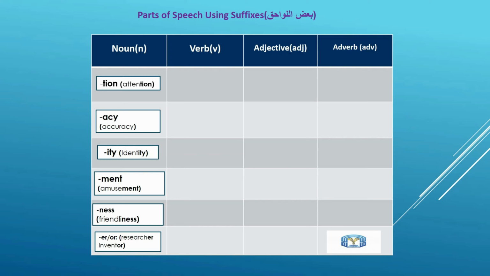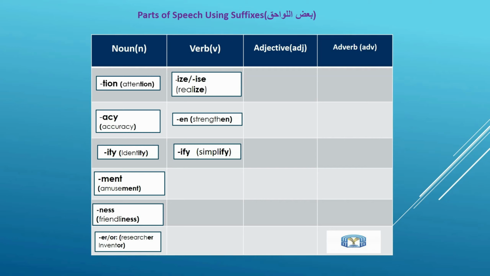So for example, verbs: -ize, -ise. These let us know that the word is a verb. For example, realize and strengthen. -ify, simplify; -ate, stimulate; -ish, accomplish. These suffixes let us know that the word is a verb.